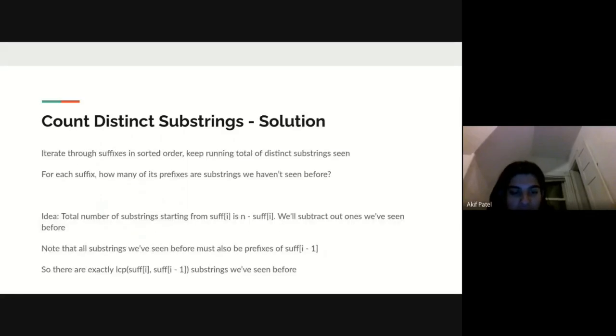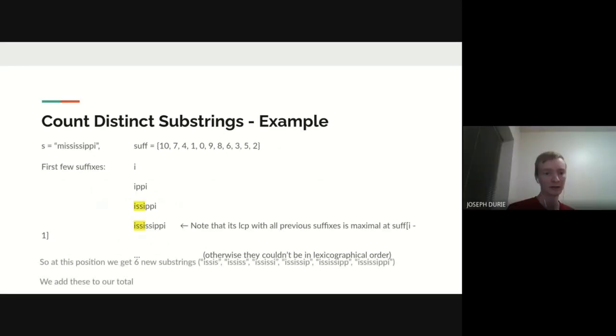And so going back here, we can just use how many of our LCPs there are to get the number of substrings we've seen before and subtract that out. The idea with this picture is we've already computed the number of suffixes that start with 10, 7, and 4. So those first three suffixes: I, IPPI, and ISSIPPI.